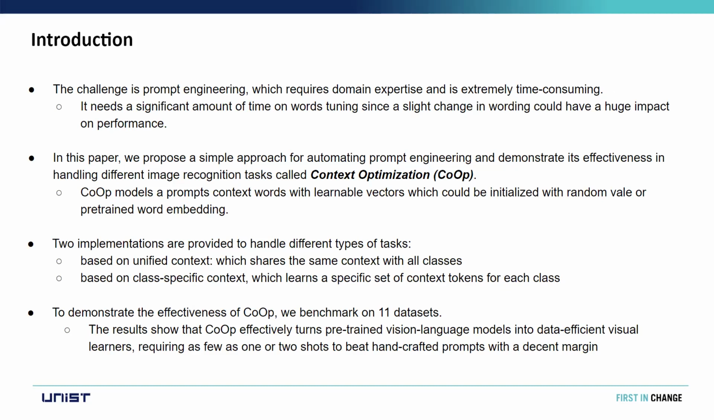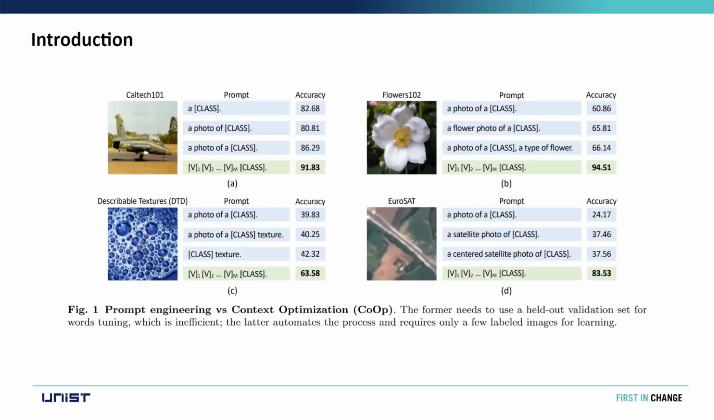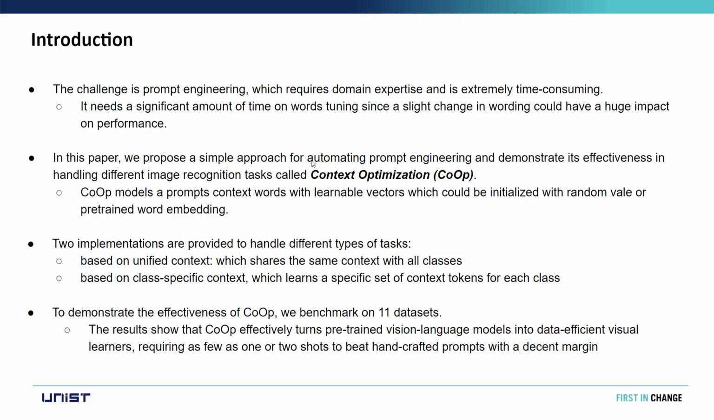The challenge in prompt engineering is that it requires expertise and it's extremely time consuming. Even as you can see in the before image, just adding the word "a" before the class increases the accuracy by 4% from the original. So choosing the right prompt makes a very huge difference. And also we need a lot of time for word tuning.